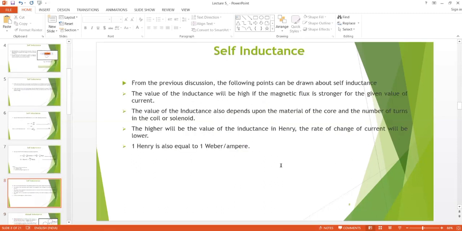Again, self-inductance. What we come to know from the previous discussion is that the value of inductance will be high if the magnetic flux is stronger. The value of inductance also depends on the material of the core and the number of turns. And we had the formula N phi by I. With a higher value of inductance, the rate of change of current will be lower. So 1 Henry is equal to 1 Weber per ampere, where Weber is nothing but the unit of flux, and ampere is the unit of current.